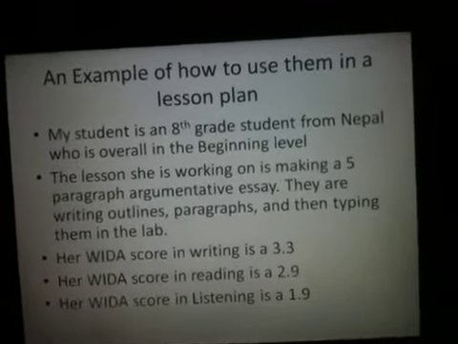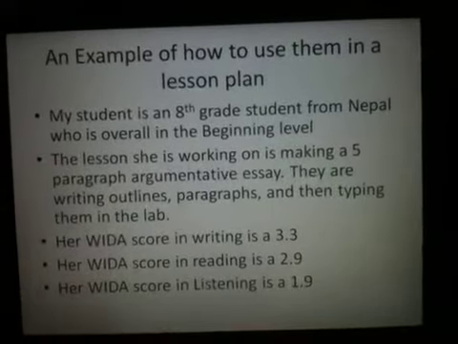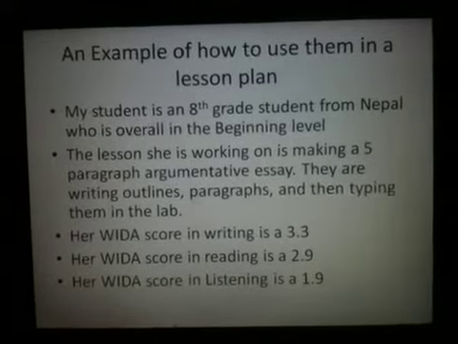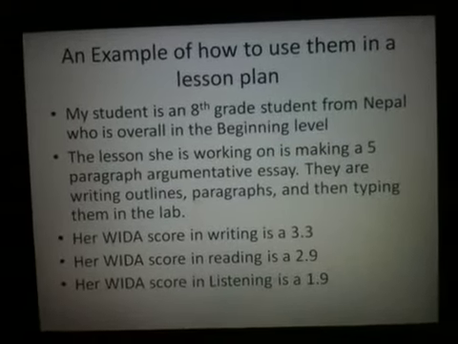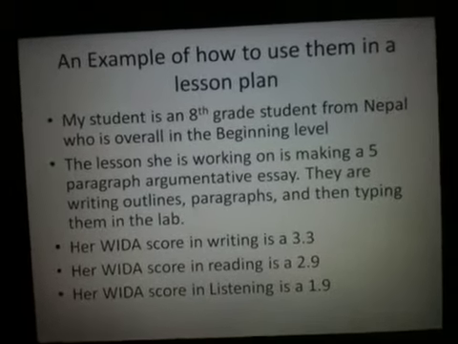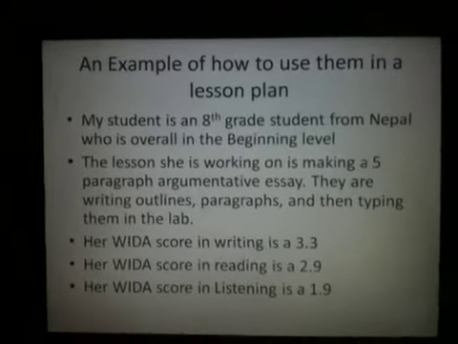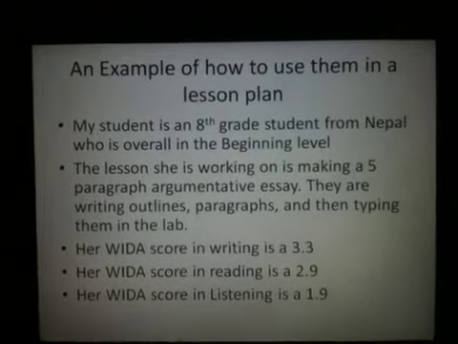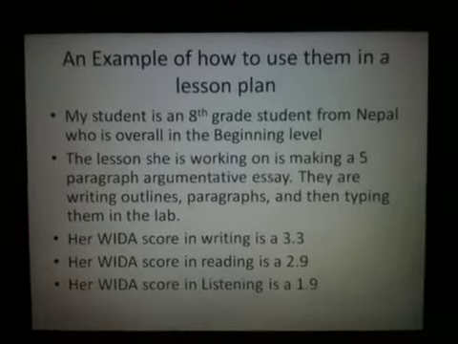So what would you really need to know if you want to write an essay? You need to know what her writing score is. She is at a 3.3, which would be in the next level than the beginning level. Her WIDA score in reading is a 2.9. But I also think it's important to note her listening skill, which is a 1.9. So even though she writes and reads a little bit better, she only listens at a 1.9. So I think it's important to make sure that you go over this lesson with the student to make sure that she knows exactly what you are asking of her.